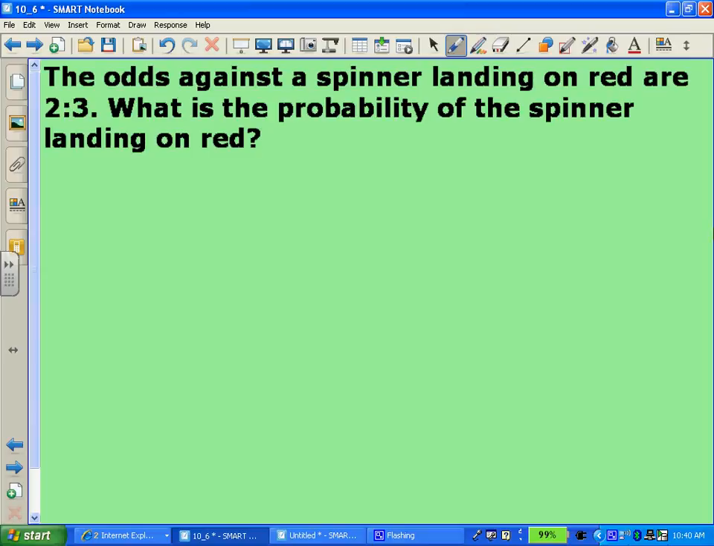The odds against a spinner landing on red are 2 to 3. Okay, so just a reminder here, this is how many ways you do not get red, and this is how many ways you get red, because it's odds against. What's the probability that it will land on red? Well, 3 ways to land on red. How many total options are there? There's 5 total options. So the probability of landing on red would be 3/5 or 60%.